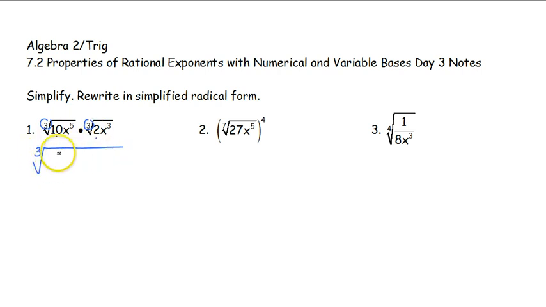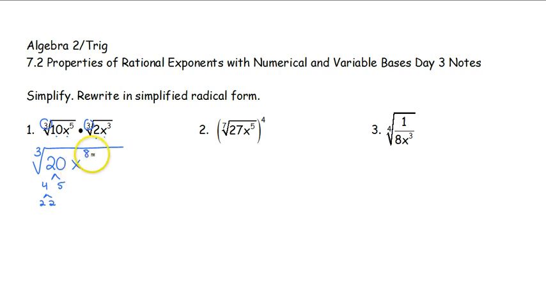10 times 2, since we're multiplying those two pieces, gives us 20. X to the fifth times x to the third. When we are multiplying like bases, we add the exponents, so 5 plus 3 gives us x to the eighth. We are taking the cube root of this quantity, so we break down 20, 4 and 5, 2 and 2. We need 3. We don't have any groups of 3 here, so no number can go on the outside.